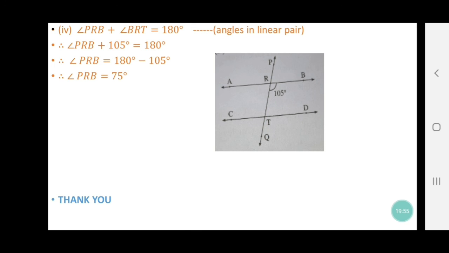In this way, we have completed exercise 2.1. I hope you all have understood. Please complete the exercise in your notebook. Thank you.